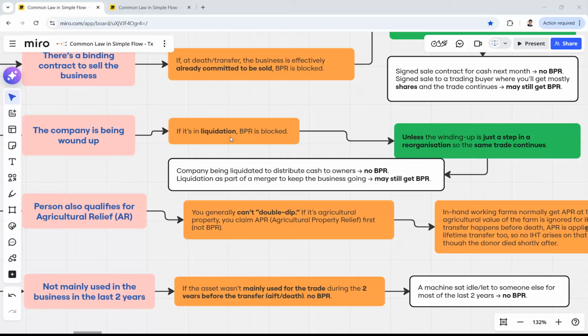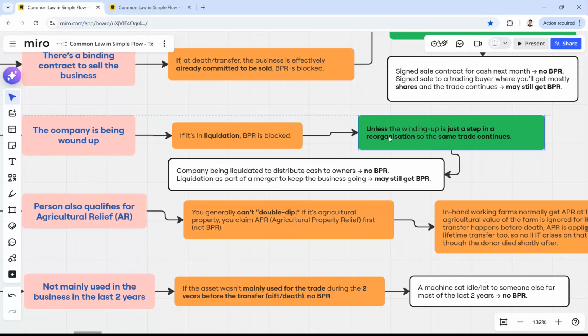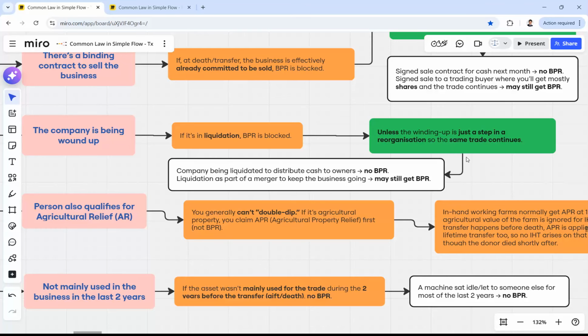In the liquidation, the owners, the shareholders will eventually get paid if there is enough money. If there is no money, then the shareholders will not be paid. But the idea is that liquidation converts the company into cash, and if we're talking about cash, then cash will be subject to inheritance tax of 40%. This doesn't happen very often, but if the whole purpose is just to reorganize the debt structure, to reorganize the company, but still continue the same trade, then the BPR will apply because the trading continues.